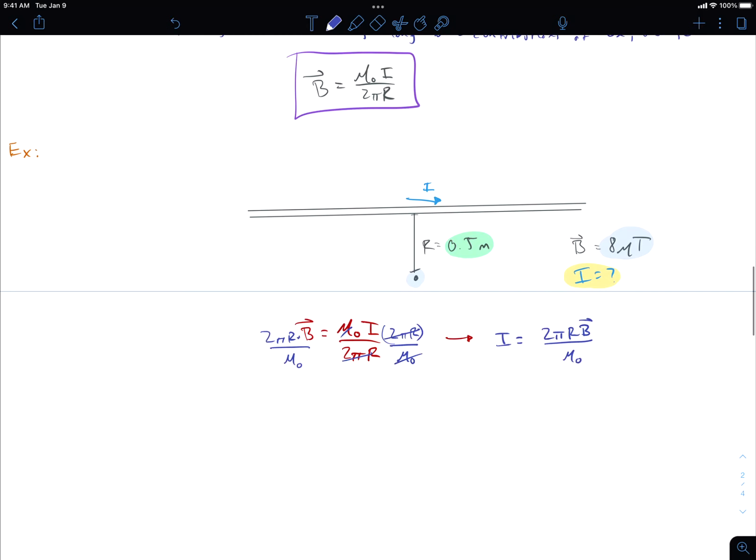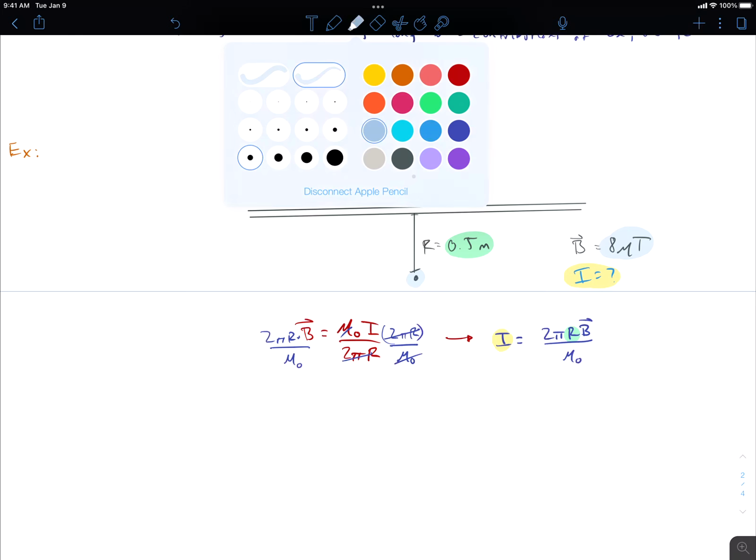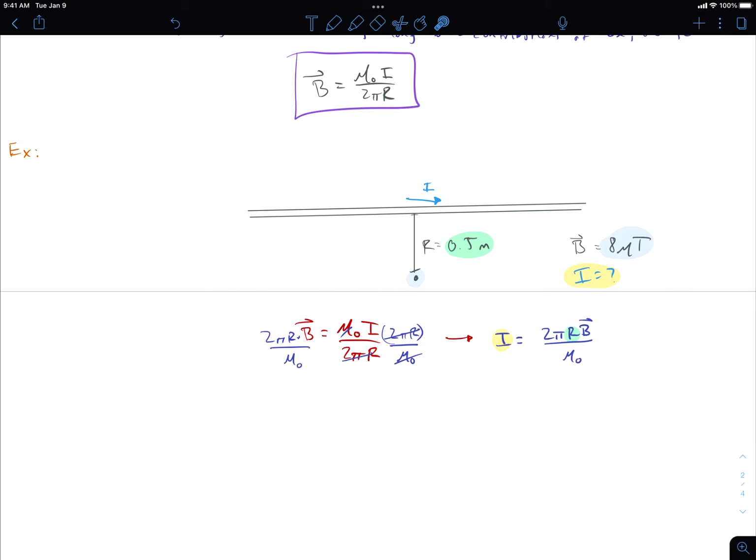So let's go ahead, and we have all of the information we need here, actually. My radius value is 0.5 meters, okay? And my current is on the left-hand side. We'll leave that there, right? That's what we're looking for. And then my magnetic field value that we measure at this point is going to be 8 microtesla. So you can see, since mu naught is a constant, everything else here is a constant. We have all of the information we need to find I. So let's go ahead and do this.